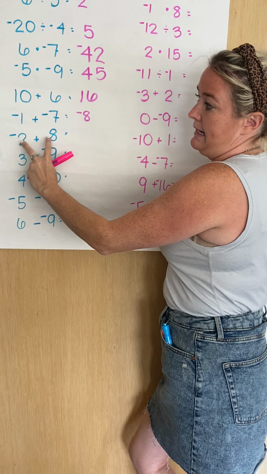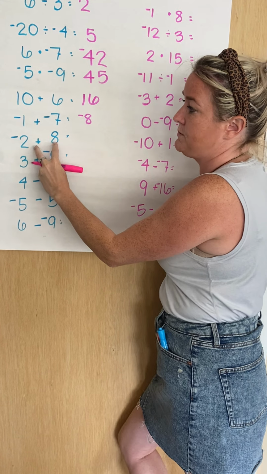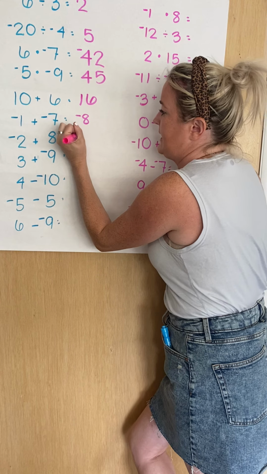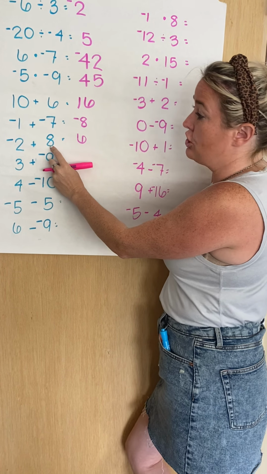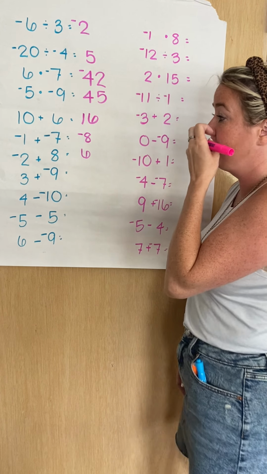Negative 2 plus 8. My signs are different, so I'm going to subtract my absolute values. I need to find the difference between an 8 and a 2, which I know is 6. 8 has a larger absolute value, and since it's positive, my answer is going to be a positive 6.